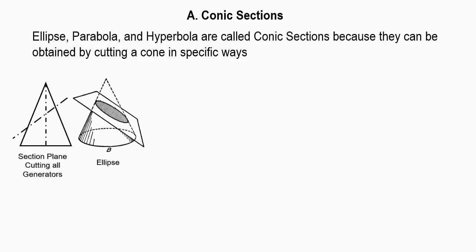When the cutting plane cuts a cone in such a way that it cuts all the slant edges or the generators of the cone, then the shape of the section that we obtain is an ellipse. But it is not necessary for the cutting plane to cut all the generators. Instead of this cutting plane, if the cutting plane cuts the cone like this, then also we will get an ellipse, but that will be an incomplete ellipse. So we can say that if the angle of the cutting plane with the base of the cone is less than the angle of the slant edge, then we get ellipse as the shape of the section.